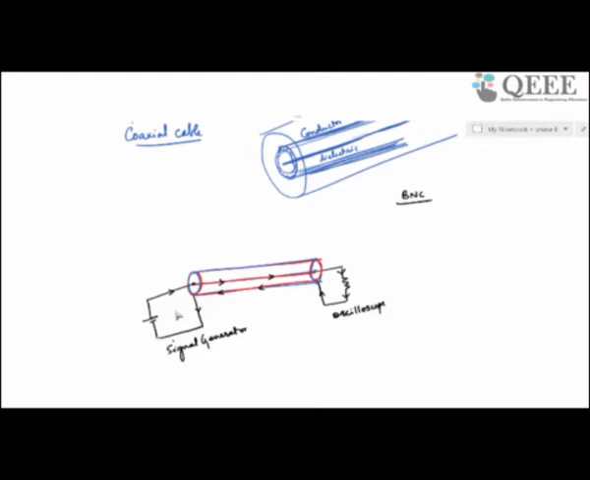What's the direction of electric field here? This is the negative terminal, this is the positive terminal. So I should have electric field along the radius. If I look at the cross section, my electric field is along a_r, radially outward.